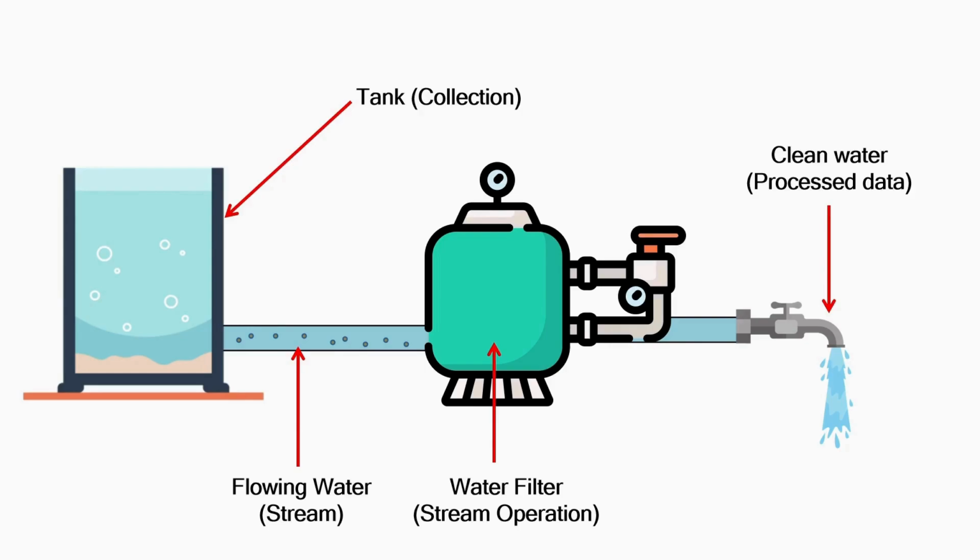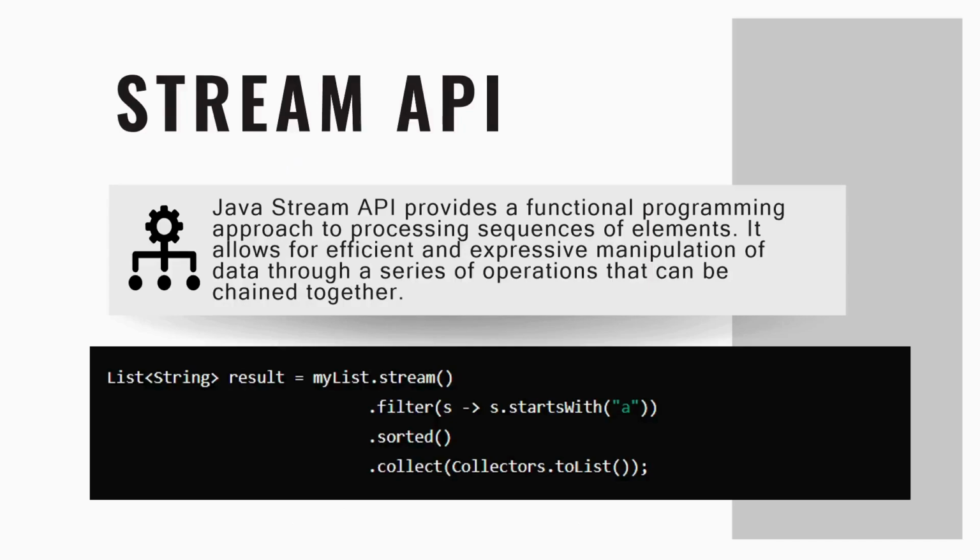The flowing water would be considered as a stream, as the name suggests, which is routed to a water filter that represents the Stream API operations. And finally, the clean water would denote the processed data. The Java Stream API, introduced in Java 8, provides a functional programming approach to processing sequences of elements such as collections. It allows for efficient and expressive manipulation of data through a series of operations that can be chained together.